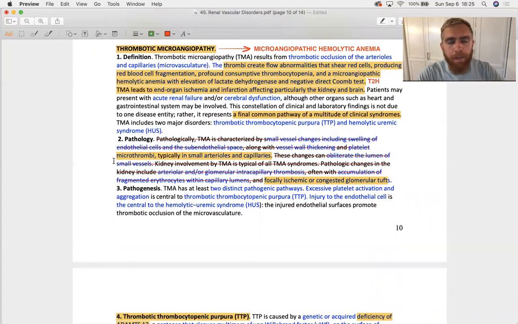So a thrombotic microangiopathy, what's that? Well, that means that you've got a lot of clots, it's thrombotic, and then it's a problem in very small blood vessels, microangiopathy. And the reason why we want to learn about this is because it can lead to a microangiopathic hemolytic anemia.